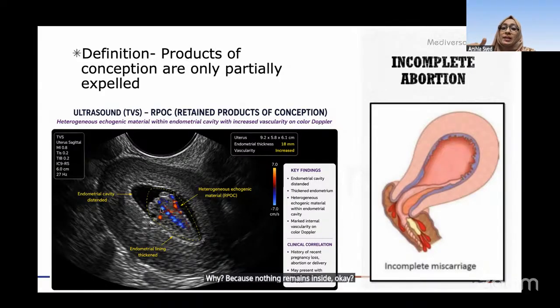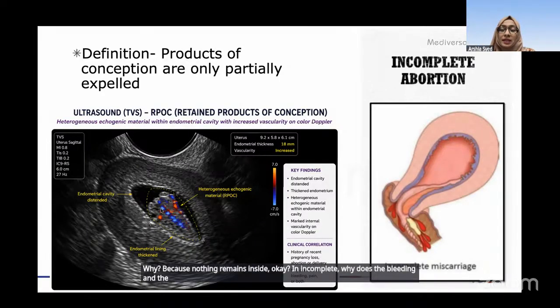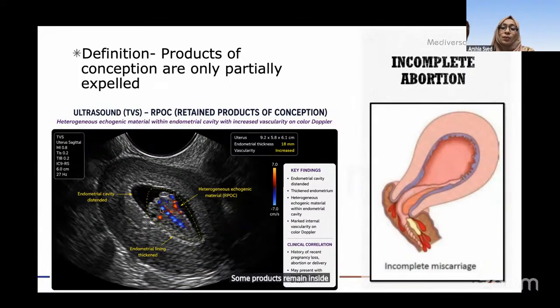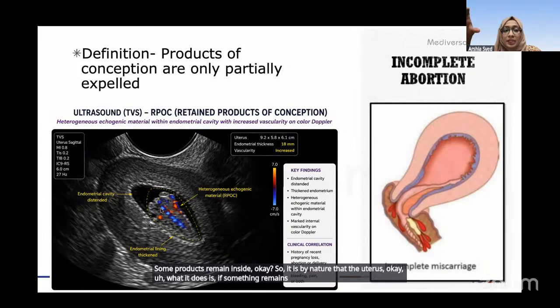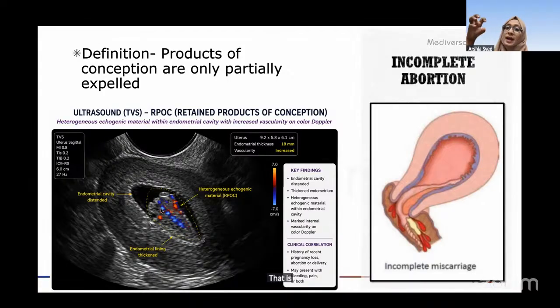In incomplete abortion, why does the bleeding and the pain persist? It is because some products remain inside. By nature, if some products of conception are remaining behind, the uterus tries to further contract. That is why there is pain, and it tries to expel it out. That's when you see the bleed.